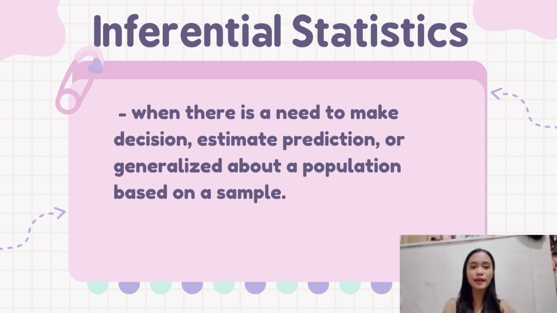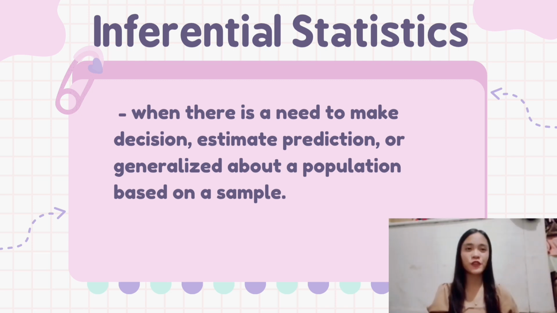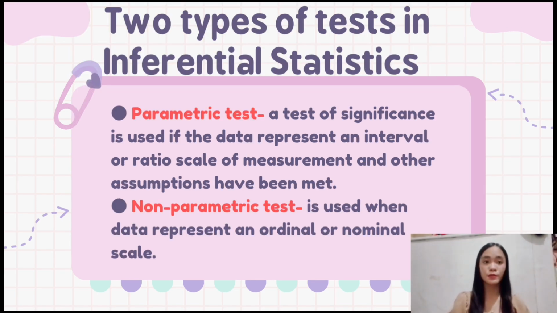Now let's discuss the second type of statistics. Inferential statistics uses the sample data to draw conclusions about the population and extends beyond the dataset to make a broader conclusion. There are two types of tests in inferential statistics. These are the parametric test and the non-parametric test.